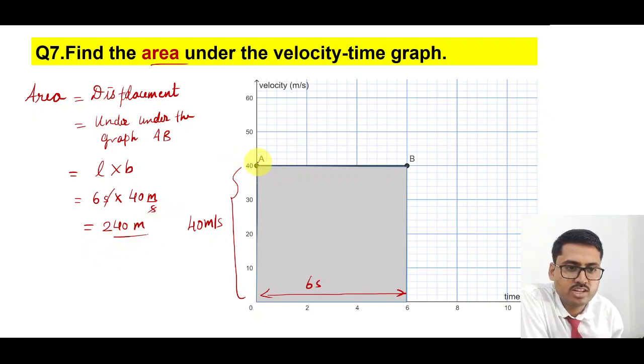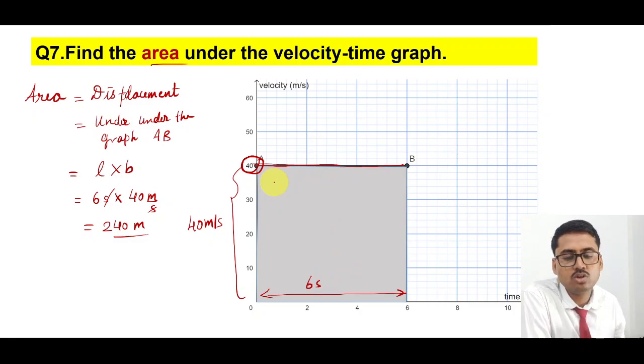So you can see directly the object is moving with a constant velocity, right? The velocity is not changing for 6 seconds. So the answer will be basically 40 multiplied by 6, and that is 240 meter. So we have done question number 7.